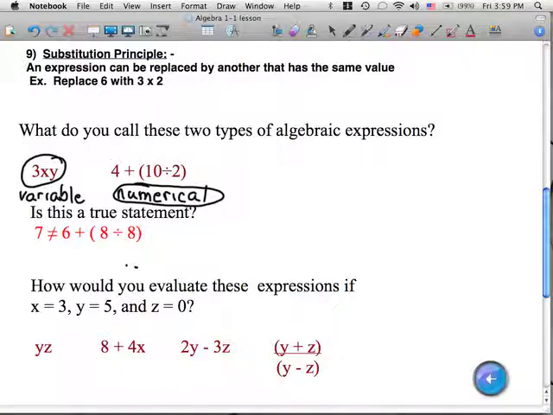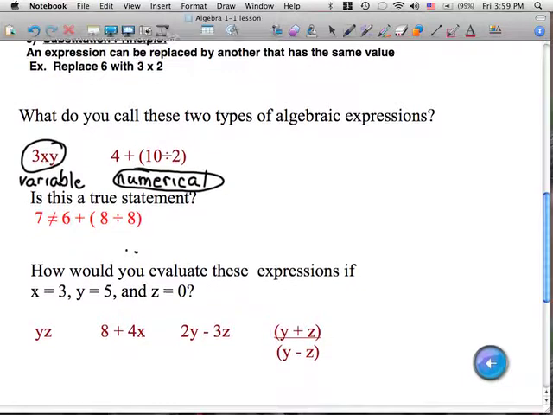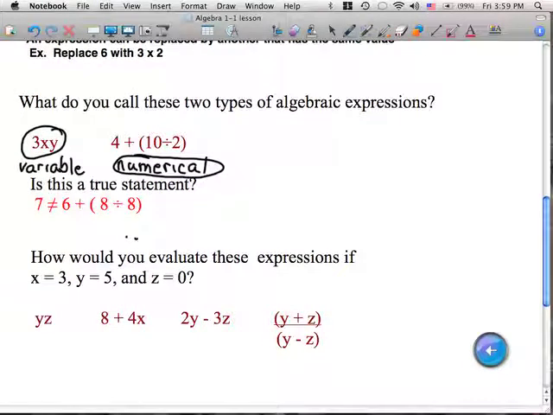And then the next one, is this a true statement? Since it's a numerical statement, if you remember, I said you can always tell if a numerical statement is true or false by evaluating it. So the left side is 7, we have not equal to, and the right side is 6 plus, using grouping symbols first, 1. So we get 7 does not equal 7. And that's a false statement, because 7 does equal 7.